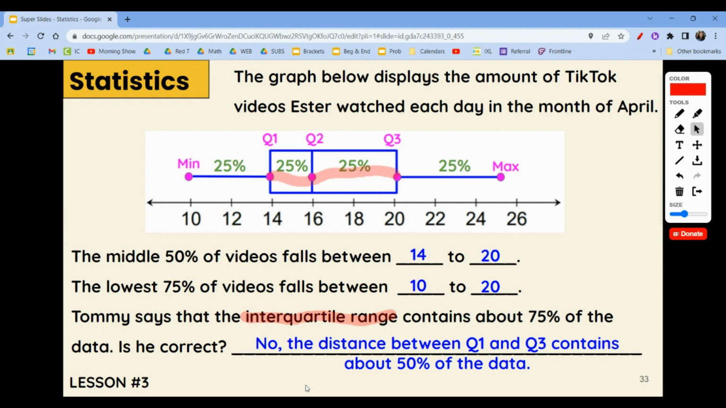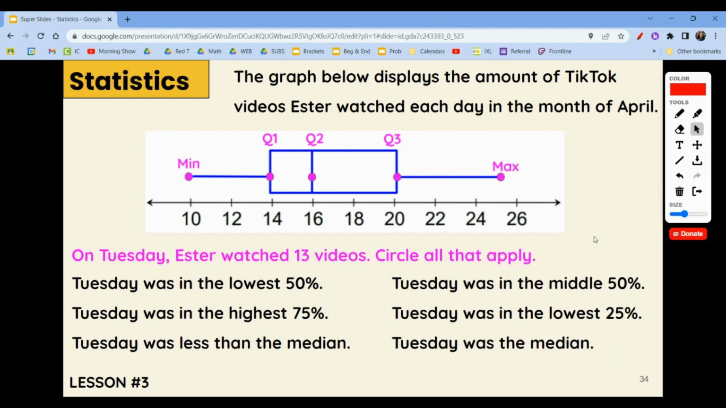Feel free to pause this if you need more time to write down the statement, because I'm going to go to the next slide. Okay, same box and whisker plot. I need you guys to label each quartile as 25%.